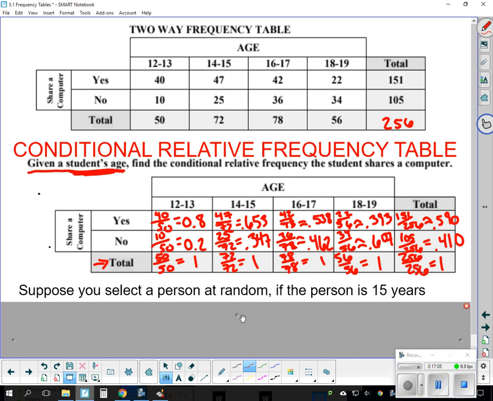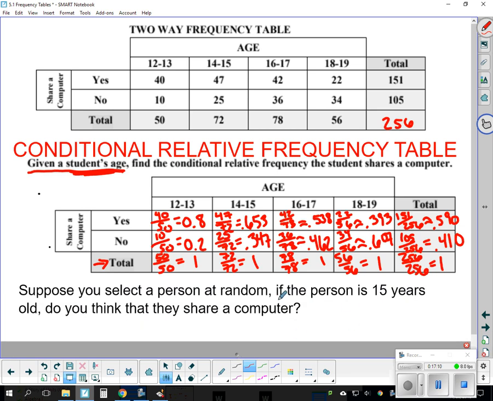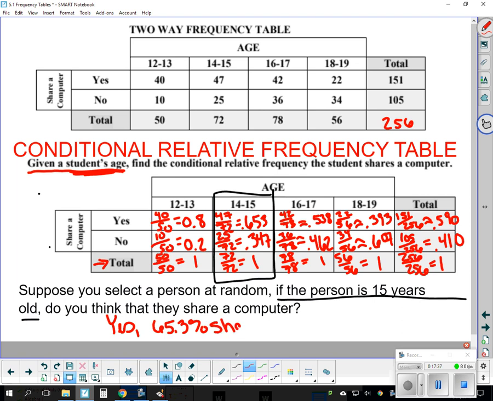Suppose you select a person at random. If the person is 15 years old, do you think that they share a computer? So basically you are given that the student is 15 years old. So we are looking at this data. Do you think they share a computer? Well, chances are, yes, they do. And the reason for that is, if you make these into percents, 65.3% share a computer, which is more than the 34.7 that said no.